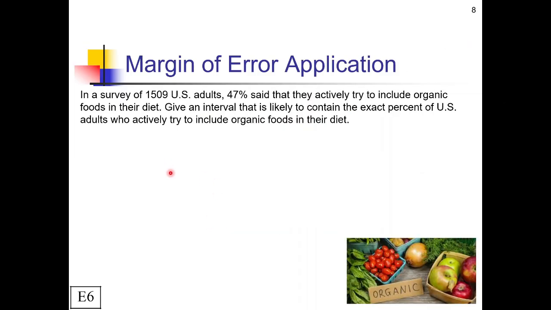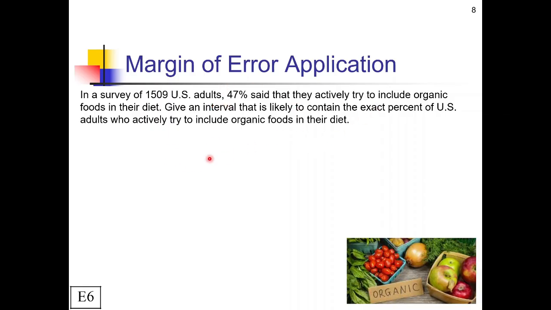Now that we can calculate margins of error using sample size, let's use this in a real-life context. In a survey of 1,509 U.S. adults, 47% said that they actively try to include organic foods in their diet. Good for them. And we want to give an interval that is likely to contain the exact percent of U.S. adults who actively tried to include organic foods in their diet. So we're recognizing that this 47% might not be the exact percent, but we want to use margin of error to figure out what range that exact percent falls in.